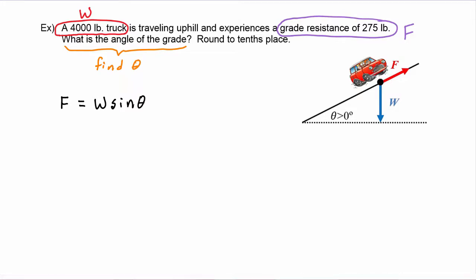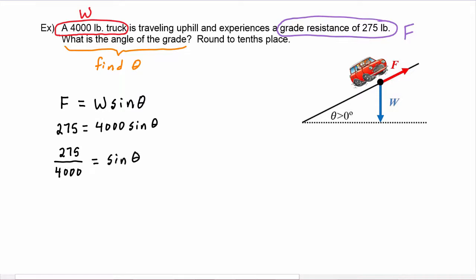So let's fill in what we know. We know F is going to be replaced with 275. W is going to be replaced with 4,000. And theta is the variable we're looking for, so we'll take the 4,000 times sine of theta. Now we're trying to solve for theta, so we're going to divide both sides by 4,000. So the left-hand side becomes 275 divided by 4,000. The right-hand side is sine of theta.